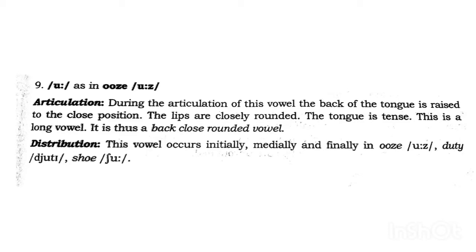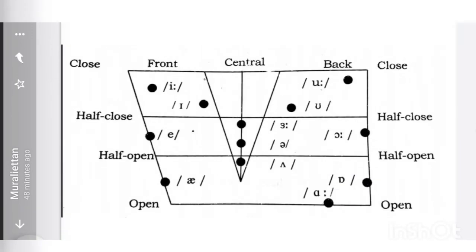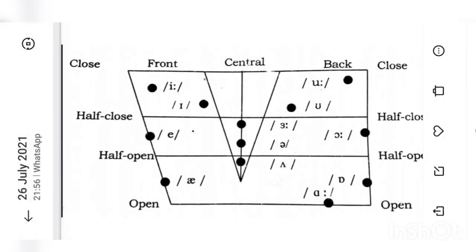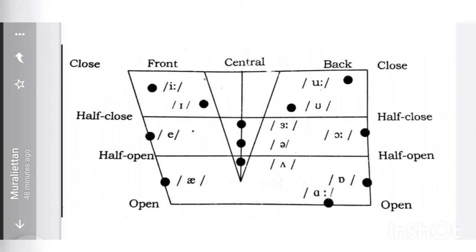Yes, the final back vowel that we are going to discuss today is oo, as in ooze. Coming to the articulation, during the articulation of this vowel, the back of the tongue is raised to the close position. See, here this is the position of oo. The back of the tongue is raised to the close position. This is the close position, which means that it almost touches the palate.